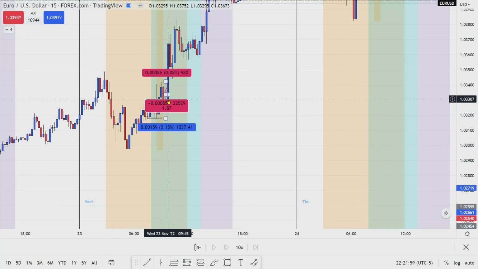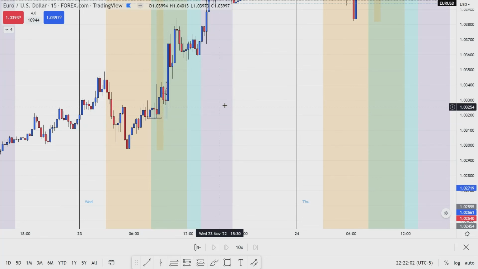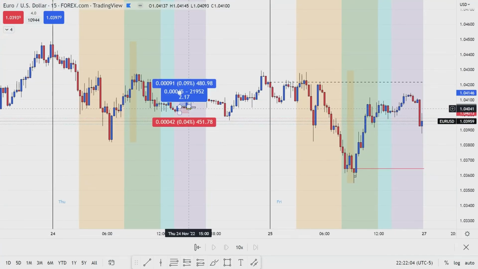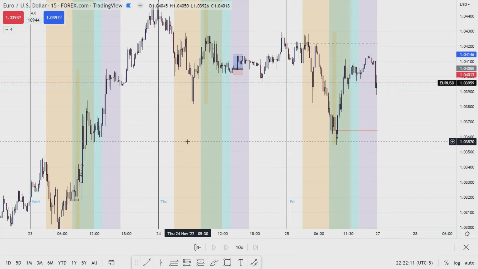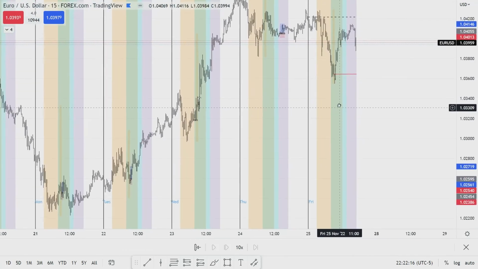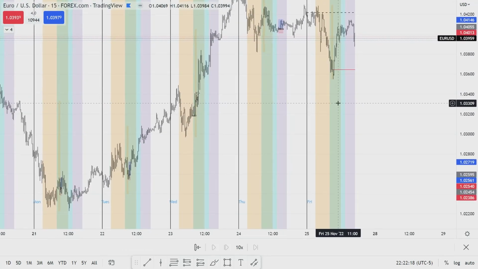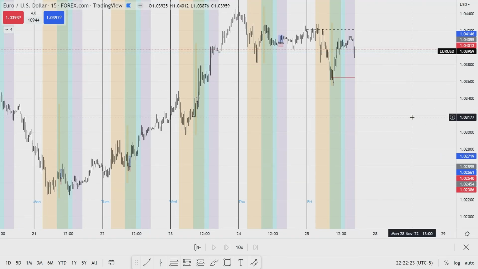On Wednesday we had that loss, and on Thursday we had that loss. So overall it would have been a profitable week, just based on risk to reward and assuming we kept the risk the same for each day. It would have been a profitable week. And so with that, I want to conclude this weekly recap of Euro USD and how I would have traded it this week.